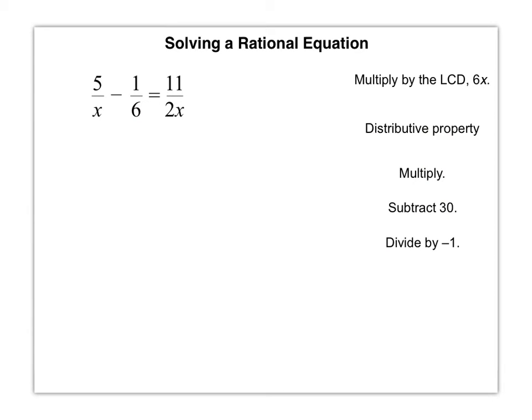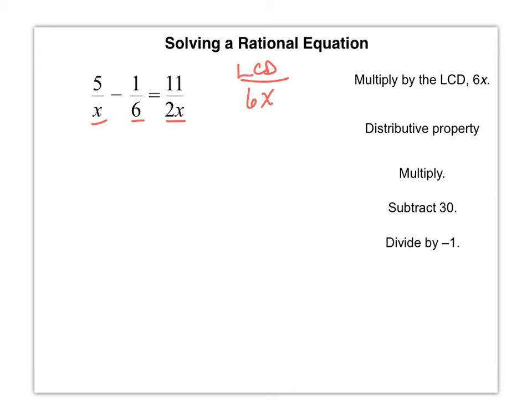Let's solve this rational equation. 5 over x minus 1 over 6 equals 11 over 2x. Our first step here is to rewrite the equation so that we don't have these fractions. To do that, we find the least common denominator. Looking at each of the denominators, we see x. The LCD is going to have each factor of every denominator represented. So the LCD is going to have an x. The LCD is also going to have a 6. And the LCD is also going to have a factor of 2x, which is already part of this LCD.